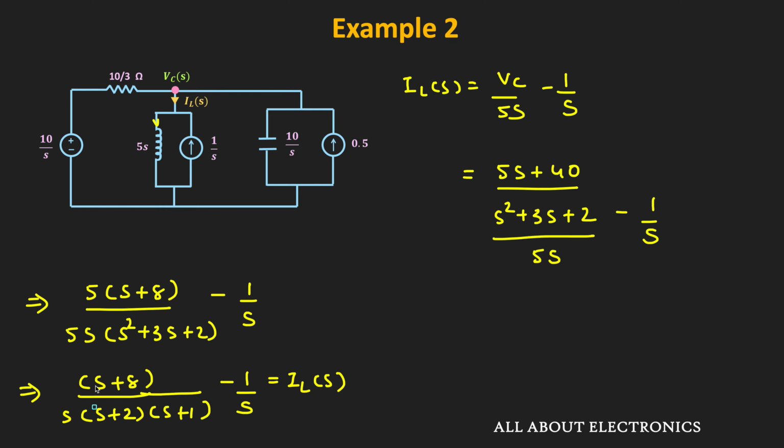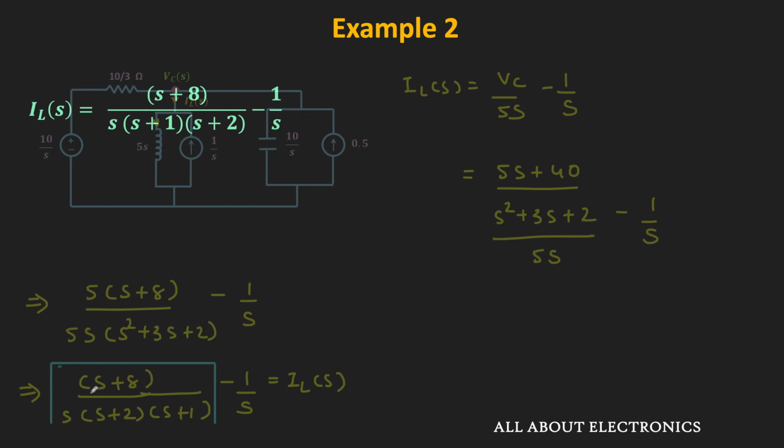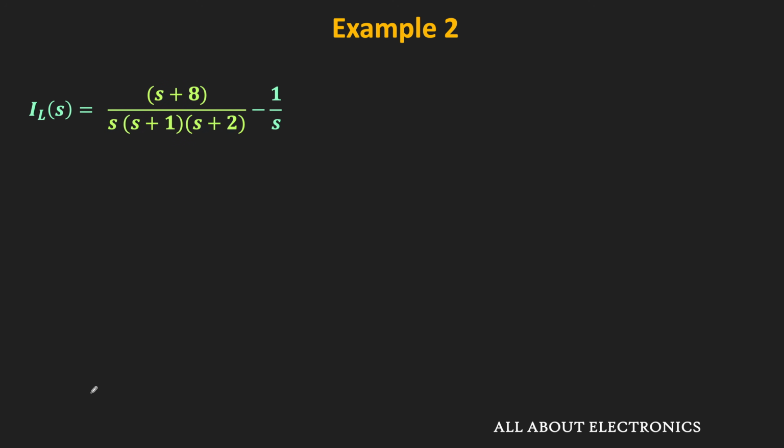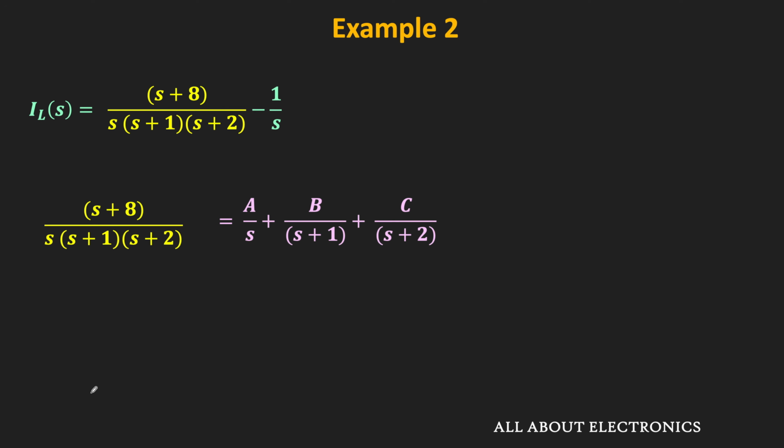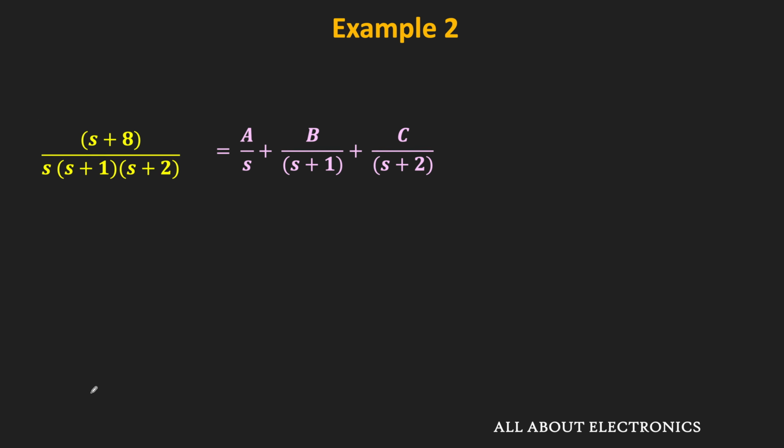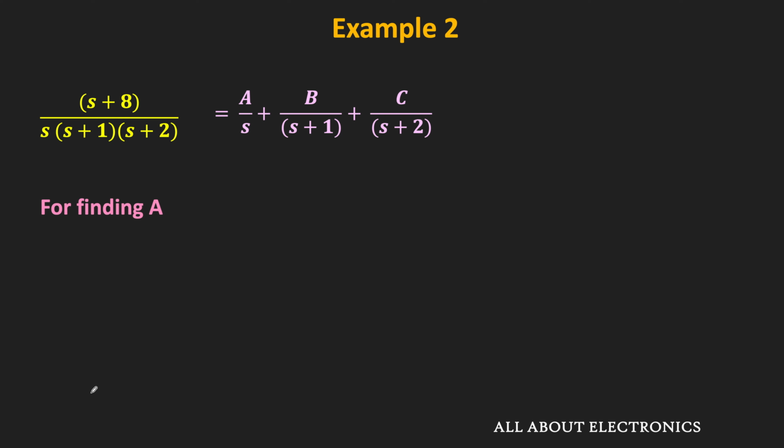So here, using the partial fraction expansion, further we can simplify this part. So for the first part, if we do the partial fraction expansion, then we can write it as a divided by s plus b divided by s plus 1 plus c divided by s plus 2. And now, using the residue method, we can easily find the coefficients a, b and c. So now, for finding the coefficient a, what we will do? We will multiply the left hand side by s, and we will evaluate the value of the expression at s is equal to 0.